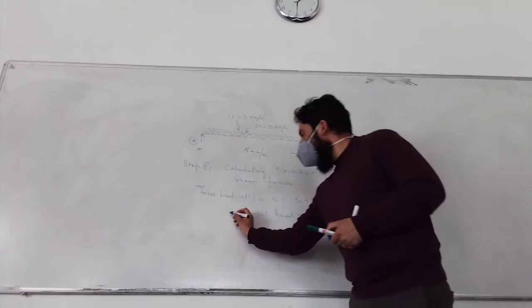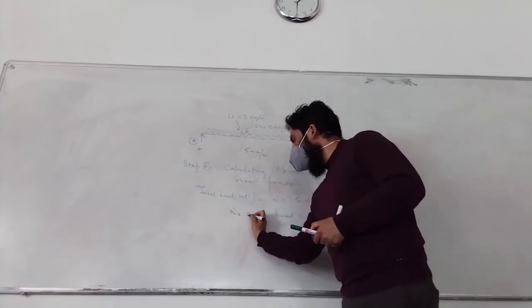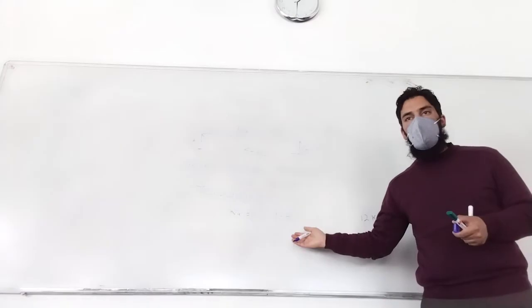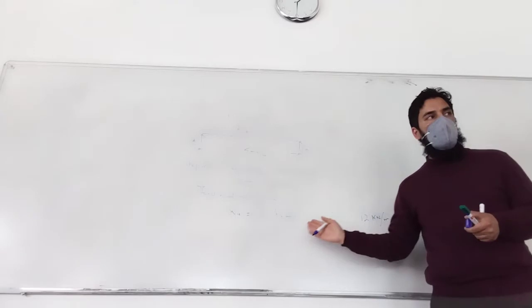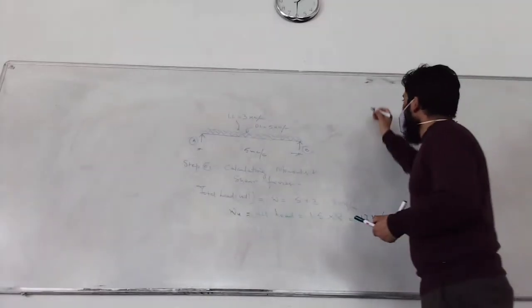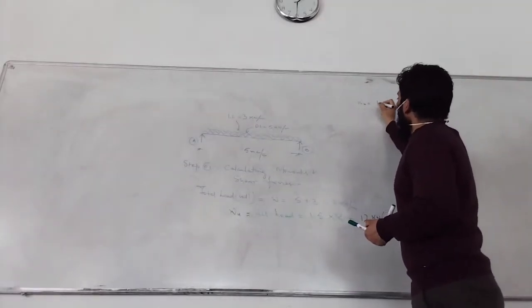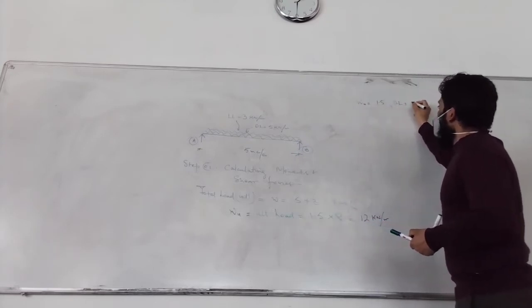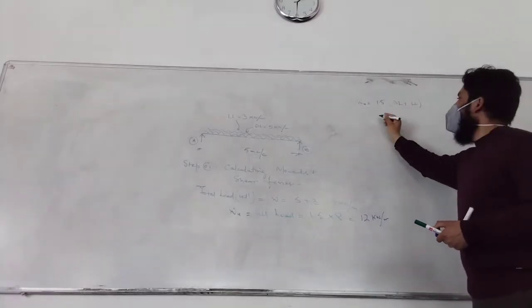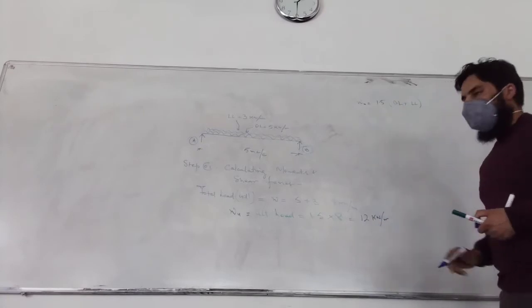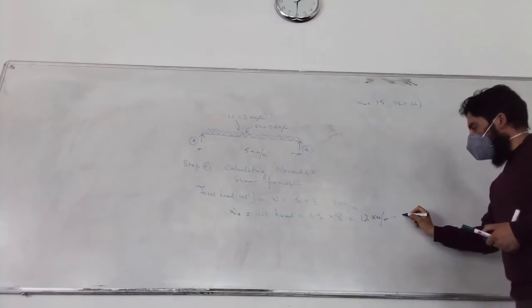What is WU? It's the ultimate load. So you are actually multiplying it by the load factor. This was the working load, and now you have multiplied it by 1.5. Why? Because your WU would be 1.5 of dead load plus live load, which is one of the combinations. Because now we are only taking 2 loads at this moment, dead load and live load. So the combination of the load factor is 1.5. Thereby we are getting WU equal to 12 kilonewton per meter. Now this is your WU.